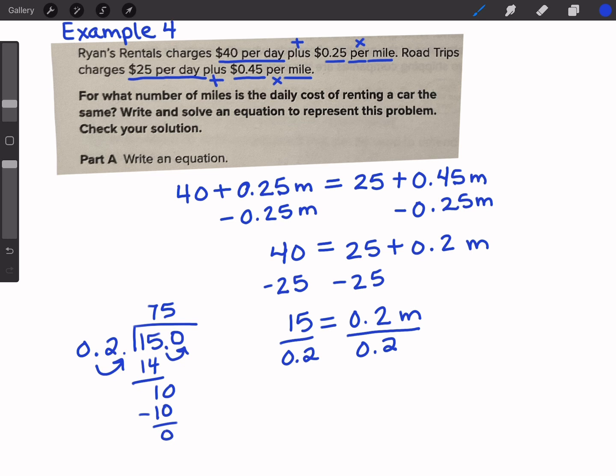All right, so that means that 75 is equal to m. So after 75 miles driven, that is when those two car rental companies will equal the same amount. If you have any questions, be sure to ask.